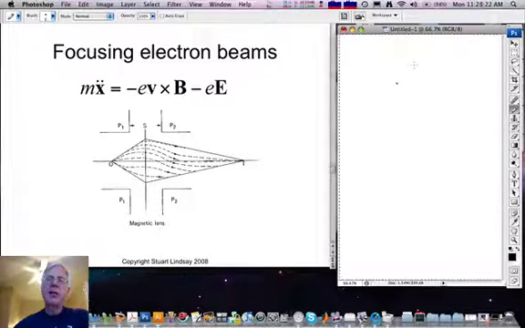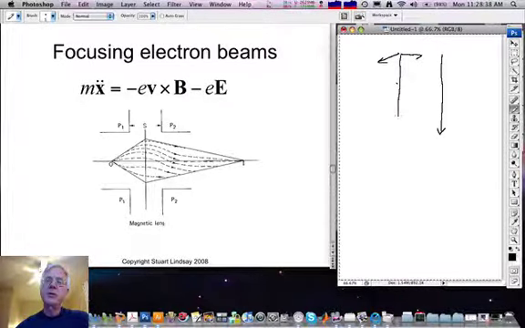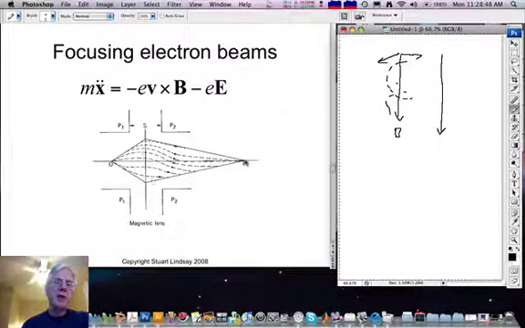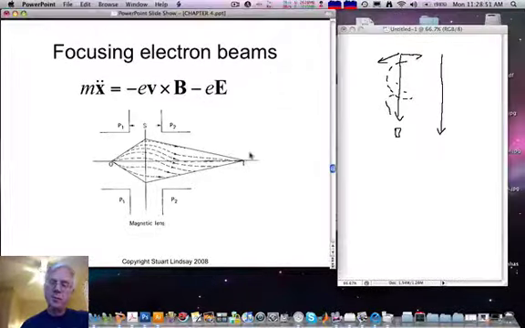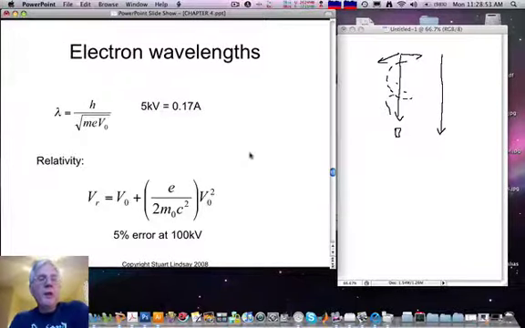Now this means that if the particle has a velocity vector in this direction, and the field in this direction, the force will act perpendicularly. So if there is an electric field downwards like this, then the electrons will be accelerated in this direction, but they will spiral. If there is also a B field this way, they will spiral around the B field like this. The result is that by setting up the geometry appropriately, one can make the electrons spiral to a point that can be quite small. Electron wavelengths, as I alluded to, are actually very tiny at any sensible accelerating potential.